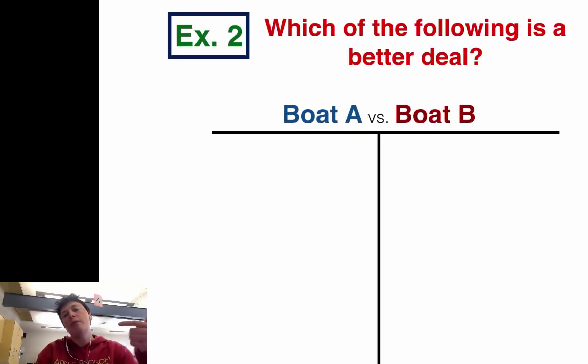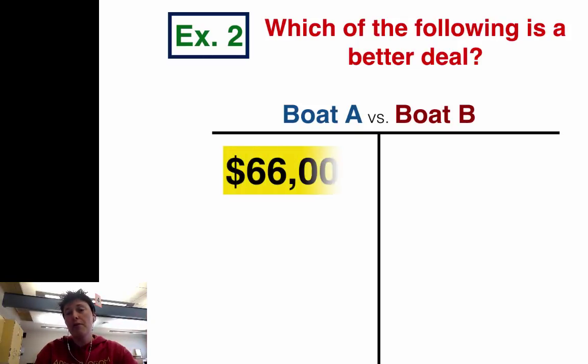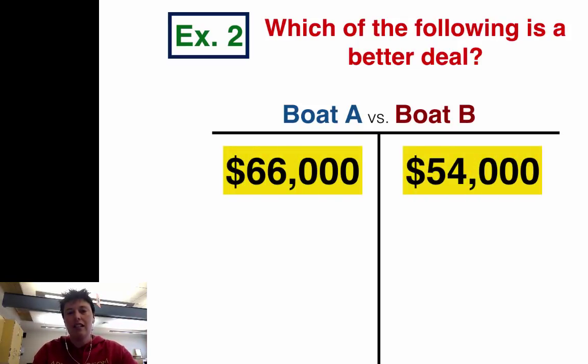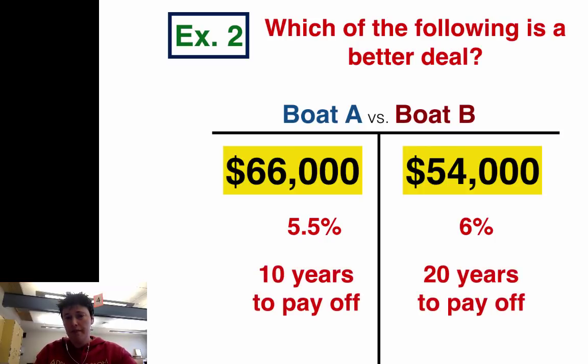So boat A and boat B had two different prices. Boat A was the more expensive, $66,000 boat. Boat B was a little cheaper, $54,000. But we don't know what's the better deal until we find out what the bank is willing to give us for a loan. So we're going to have some different options here. For boat A, we're going to have a 5.5% interest rate. And for boat B, 6% interest rate.